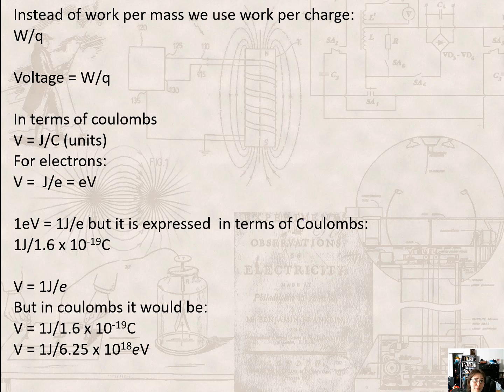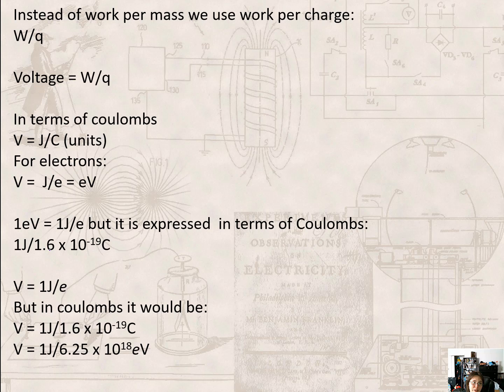So instead of work per mass, we use work per charge. So voltage is equal to work divided by Q, which is charge. In terms of coulombs, voltage is equal to joules per coulomb. That's the units. If you're just dealing with electrons, it's going to be a joule per electron, and then it becomes an electron volt, so you don't have to convert necessarily. 1 electron volt is equal to 1 joule per electron, but it's expressed in terms of coulombs.